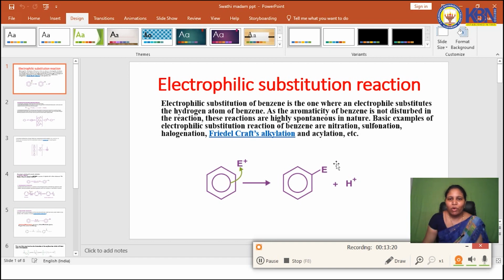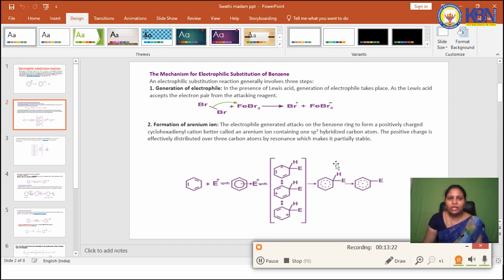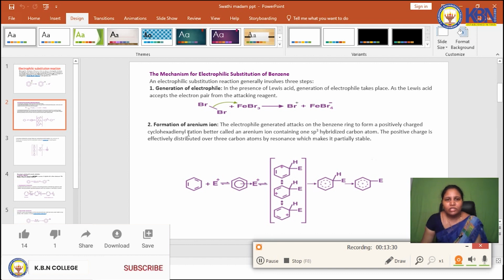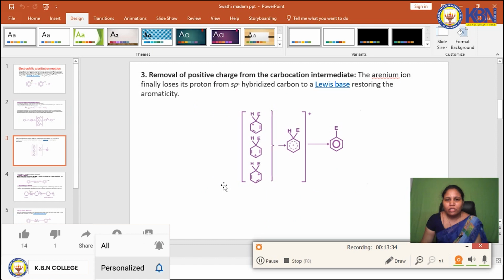And there are some examples for the mechanism of electrophilic substitution of benzene. It mainly involves 3 steps. The first step is the generation of the electrophile, the second step is the formation of the arenium ion, and the third step is the removal of the positive charge from the carbocation intermediate.